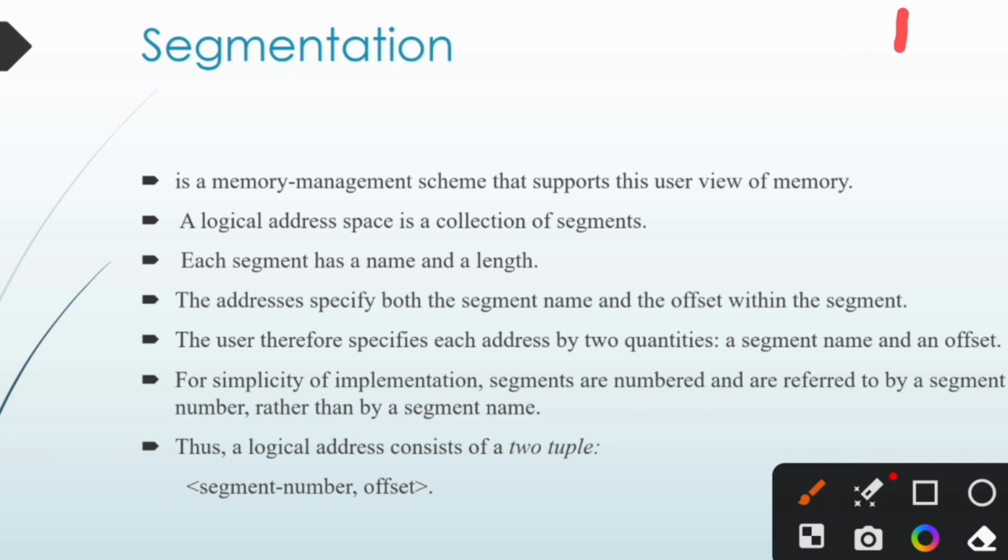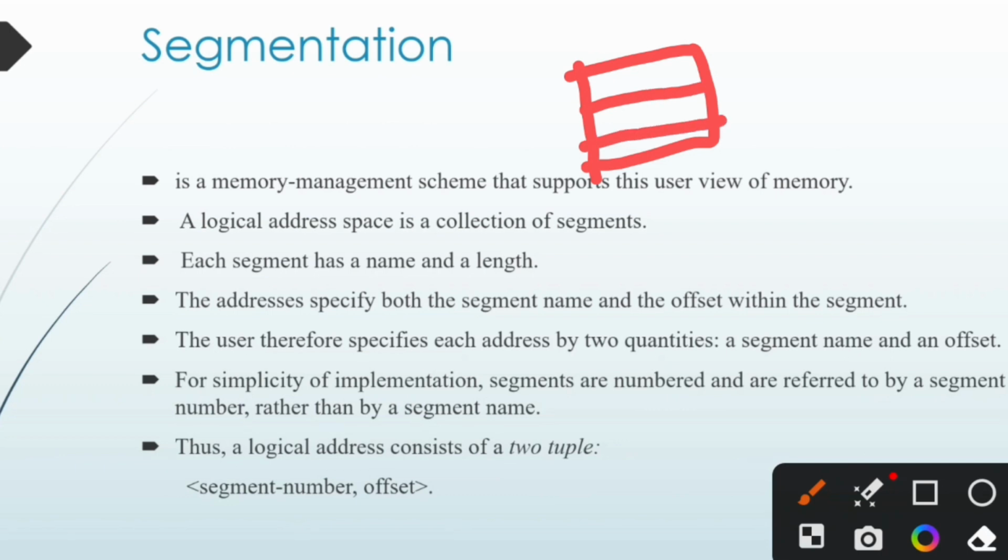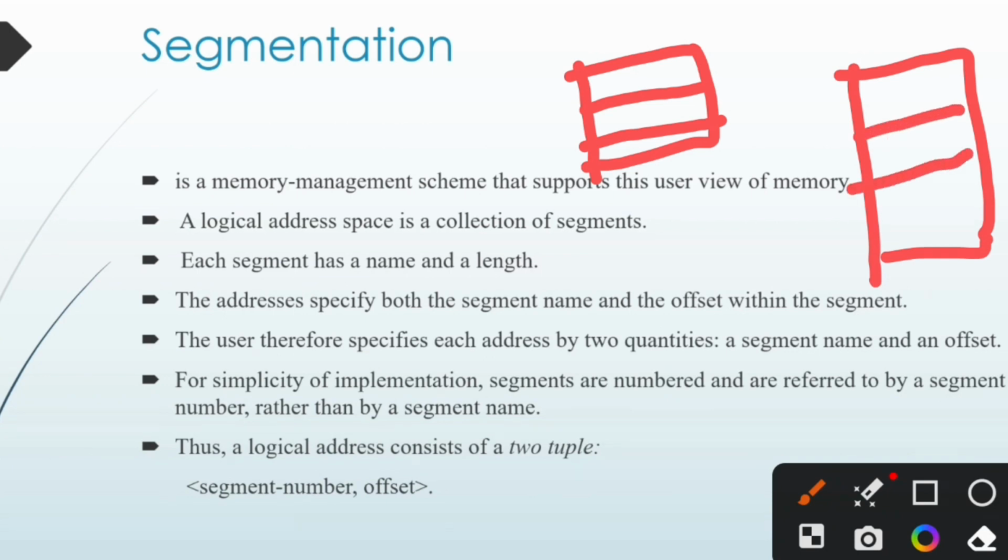Unlike paging, here the logical memory is not divided into fixed size pages. In paging, we saw that logical memory is divided into fixed size partitions called pages, and main memory is also divided into fixed size partitions called frames. And that is how we are allocating the memory.